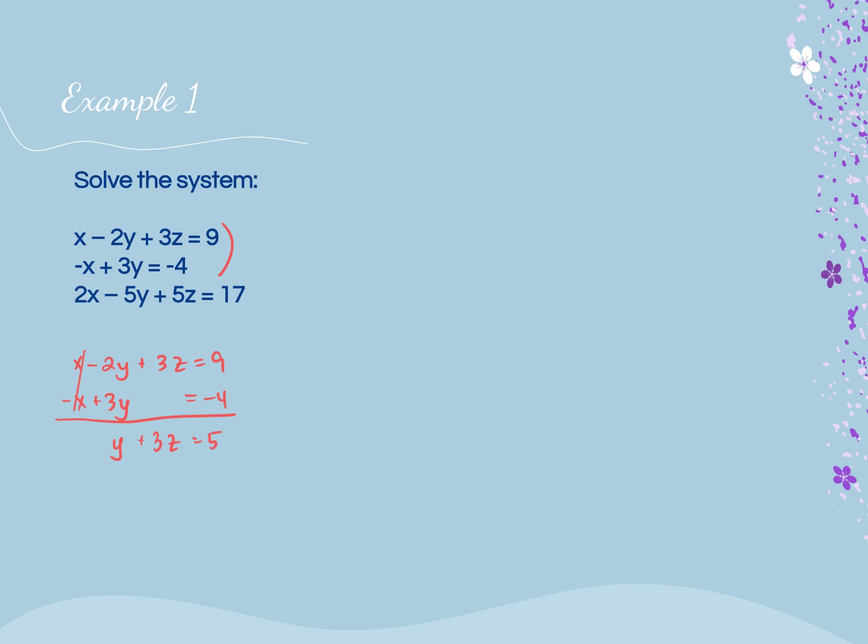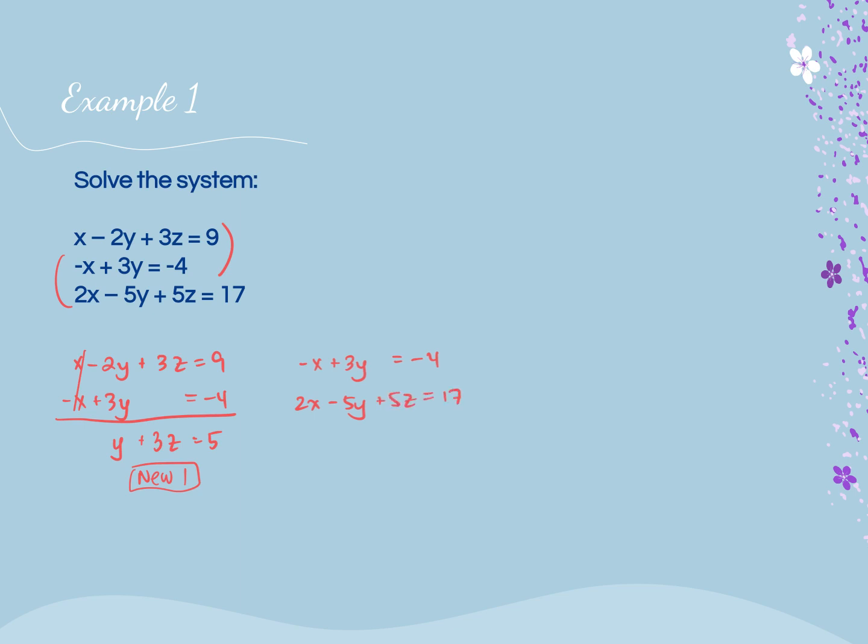Okay, so right now we have y plus 3z equals 5. And this is known as the new 1, right? In the other place. You don't need to do that, but again, it's just if you want to do it. Then I'm going to take the next 2 and I'm going to eliminate the same variable. So I've got negative x plus 3y equals negative 4. And I have 2x minus 5y plus 5z equals 17.